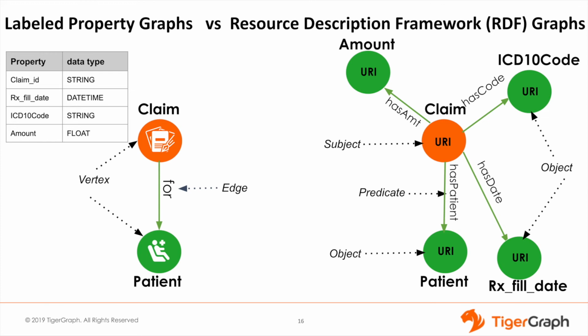Let's compare the labeled property graph on the left-hand side of the chart with the same data represented as an RDF graph on the right-hand side of the chart. Property graphs support attributes on vertex or data objects as well as the edge. Left-hand side shows 3 attributes for a claim vertex. On the right-hand side, each node is represented by a unique resource identifier or URI and cannot carry any attributes.